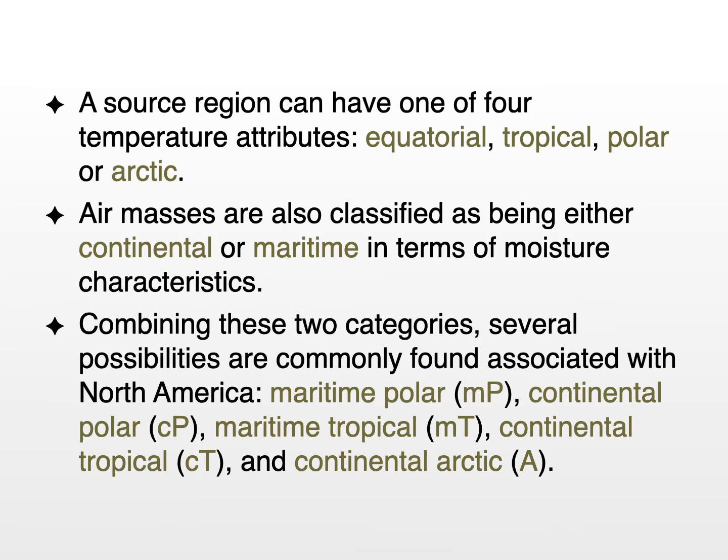Air masses are also classified depending upon their moisture or humidity characteristics. They can either form over dry continental areas or moist maritime areas. Combining these two categories gives us a number of possibilities for the types of air masses that might be found over North America or associated with North America. You can have maritime polar, continental polar, maritime tropical, continental tropical, and continental Arctic.